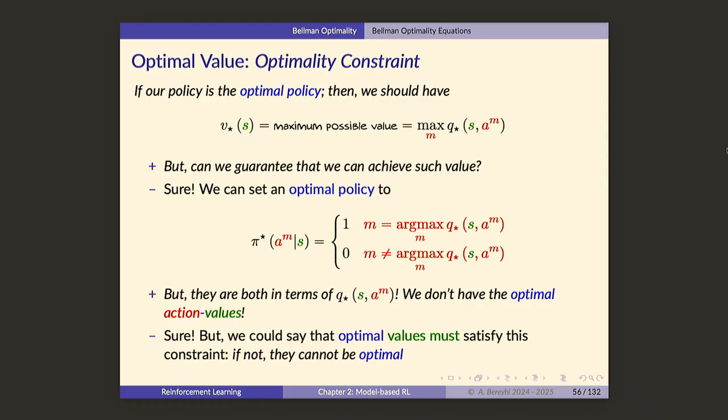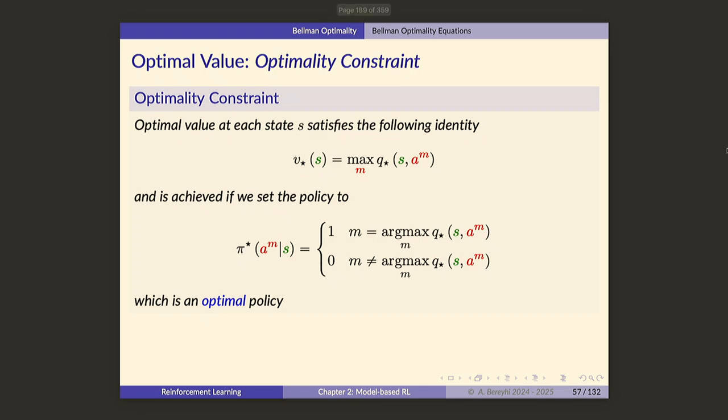Then we can simply put these into the Bellman equation, and you suddenly see that you don't need to know the policy. How can I do it? First, let me write down the optimality constraint. It says that if your policy pi star is the optimal policy, then it would look like this: this is the optimal action value, and it's going to be 1 at the optimal action, the action which gives you the maximum value, and then your value should also look the same, right? This is the optimality constraint.